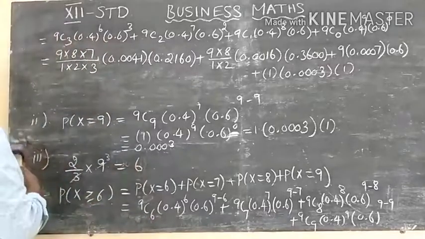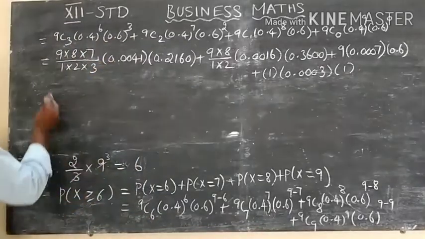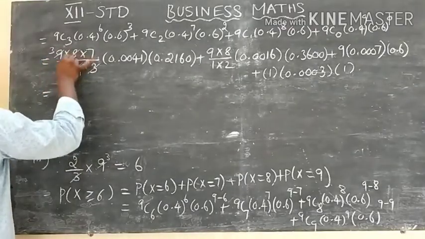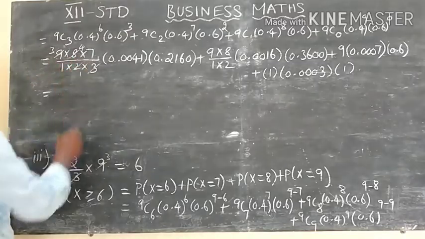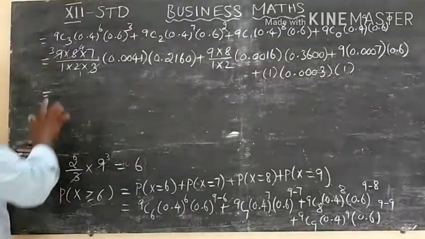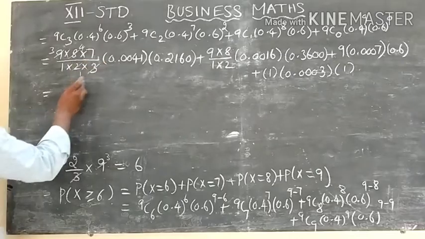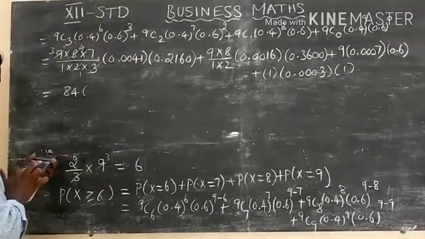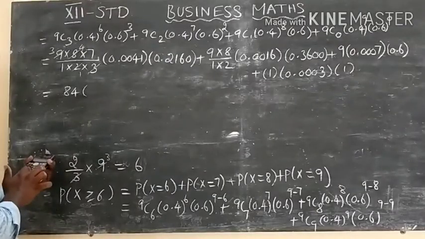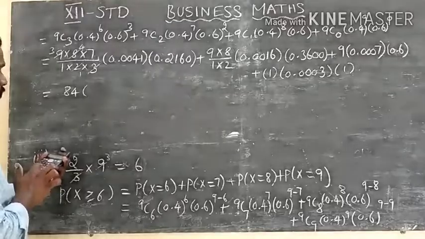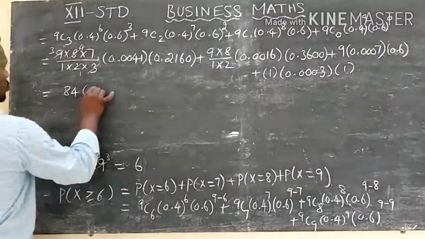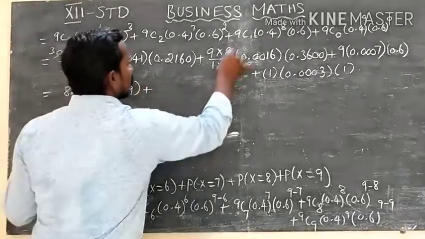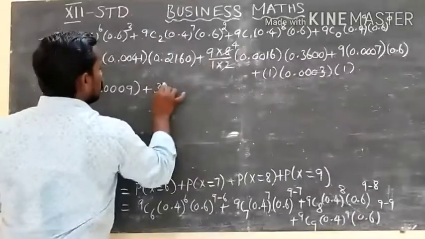Have you understood? This is a simplification of the previous term. Next, using the cancellation, this is 1 3s are 3, 3 3s are 9, 1 2s are 2, 4 2s are 8. Next, multiplying all the three values. 3 into 4, 12, 12 sevens are 84. Okay. Then multiplying these two values. 0.0041 into 0.2160, which is equal to 0.009 plus, using the cancellation, this is 4 times 9, 4 9s are 36.